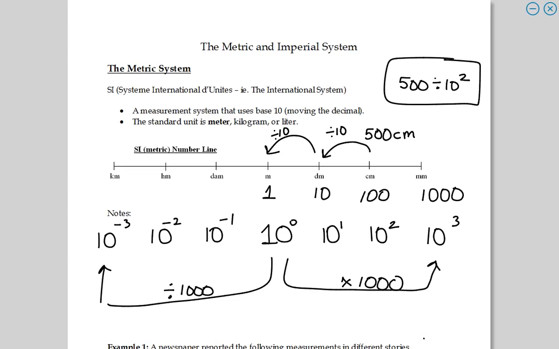All right, what if I had 3 kilometers and I wanted to know how many meters that is? Just yell it out. This is really easy. How many meters is 3 kilometers? 3,000. How do you know that? How many step jumps is it? 1, 2, 3. So because I'm going that direction, I would times by 10 how many times? 3 times. And I would get 3,000 meters.